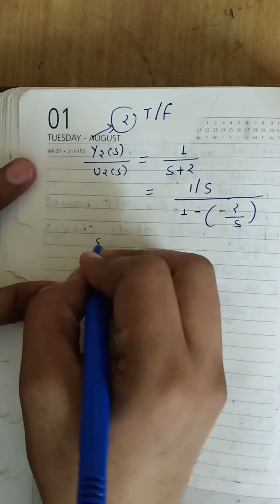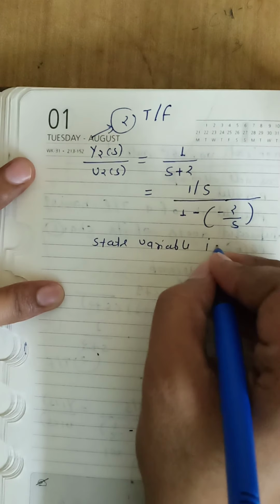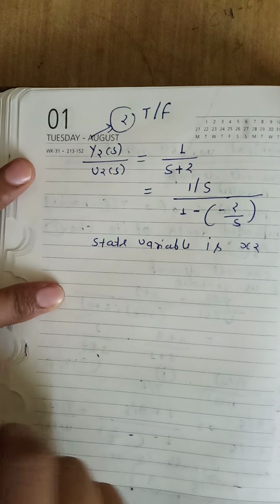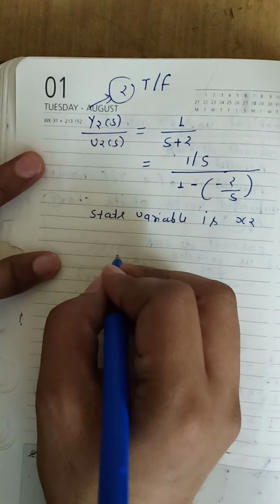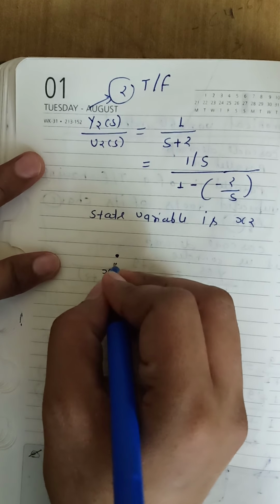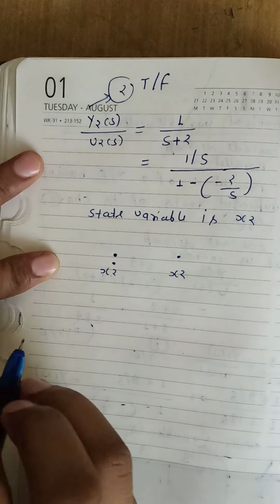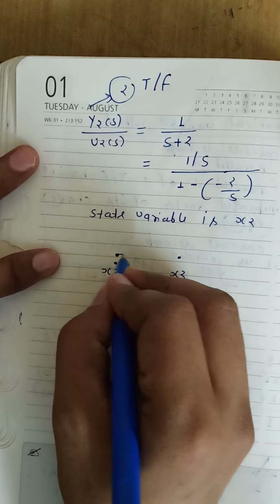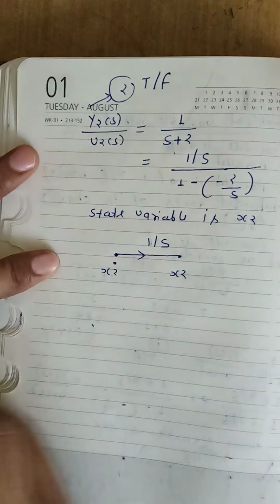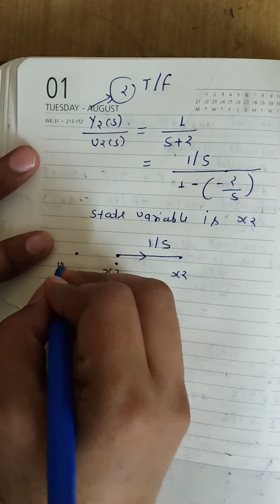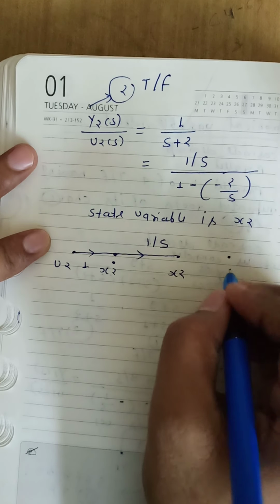Suppose the state variable is x2, and its derivative becomes x2 dot. So in a state signal flow graph, first we will define a node for x2 dot. Then we define a node for x2. If we multiply x2 dot with 1 by s, we have x2. Input we have u2. Output variable we have y2.